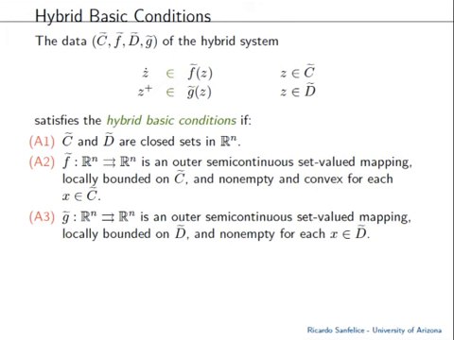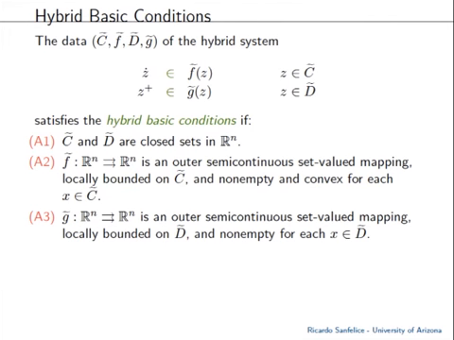If now we are looking at the set-valued case, we are going to ask that the flow map is an outer semicontinuous set-valued map, is locally bounded, nonempty, and convex for each point in the flow set. And for the jump map, we would like to have that it is outer semicontinuous, locally bounded, and nonempty for each point in the jump set.